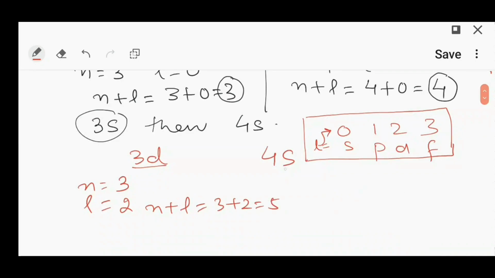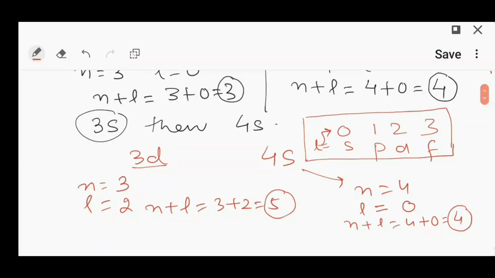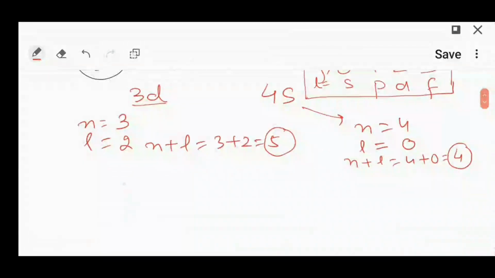And in 4s, the value of n is 4 and the value of l is 0, because for s, the value of l is 0. So its n plus l value is 4. Now, since the 4s orbital has less n plus l value than 3d, the 4s orbital comes before 3d. The 4s orbital comes before 3d while writing the electronic configuration.